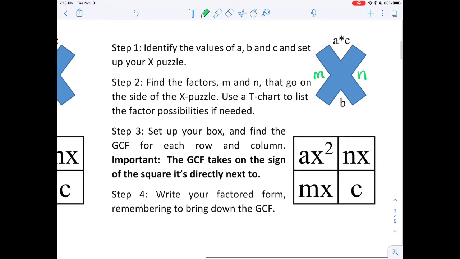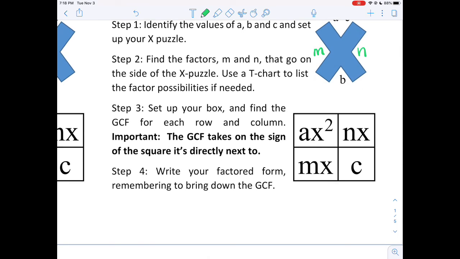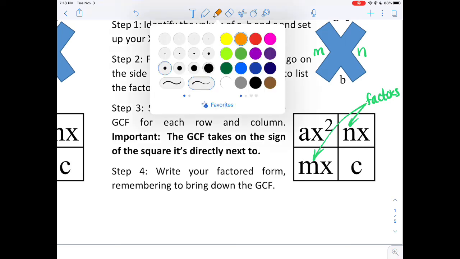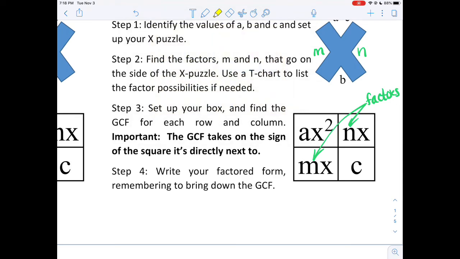After we do that, we're going to set up our box in order to do the second step of the X box method. Our box uses our first term, our ax squared, in the upper left, and our last term, c, in the lower right. Our bx, that middle term, is going to be split up into two things, our m and n factors. So these are the factors that we got out of our X puzzle. Once we set this box up, we are going to take the GCF, the greatest common factor, of each row and each column of the box.